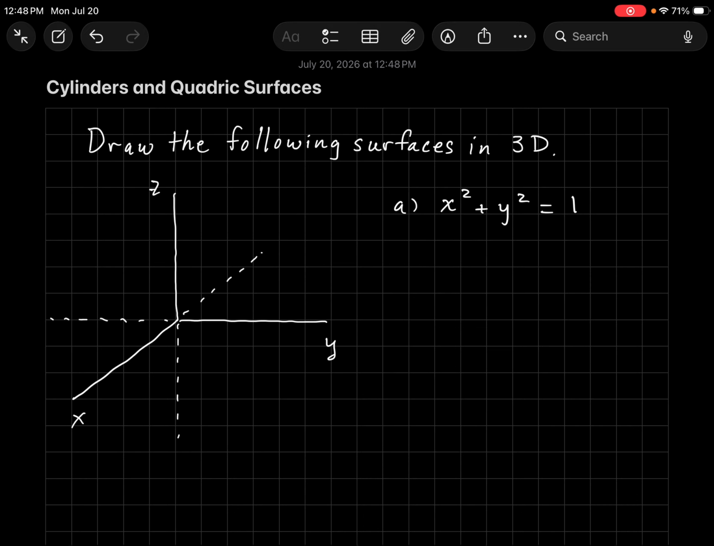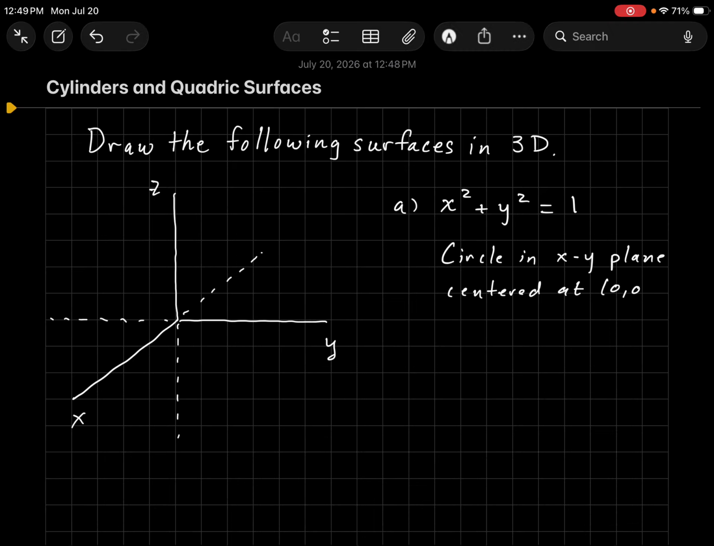So let's look at our first surface, which is x squared plus y squared equals 1. And notice that this is a circle in the xy plane that is centered at 0, 0 and has a radius of 1. So let me draw a circle in the xy plane centered at the origin, or at xy equals 0, 0, that has a radius of 1. And it'll look something like this.